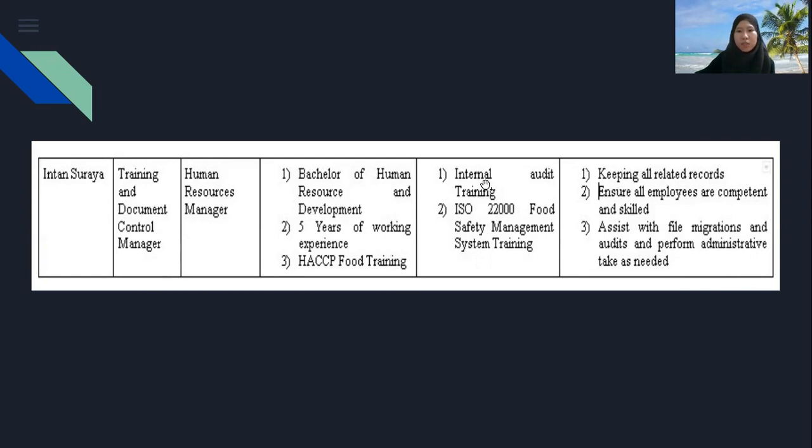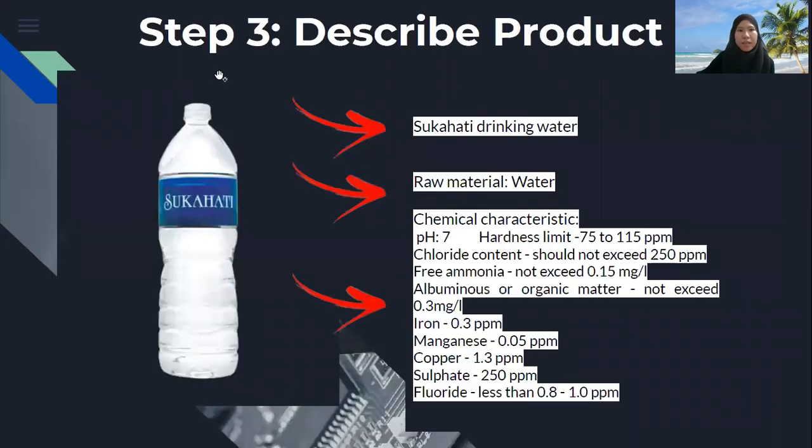She has also been sent to internal audit training and ISO 22000 food safety management system training to be well trained in this HACCP group. Next is the description of the product. As you can see on the left, which is Sukahati drinking water.